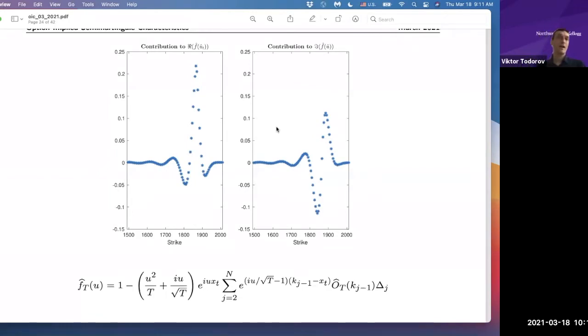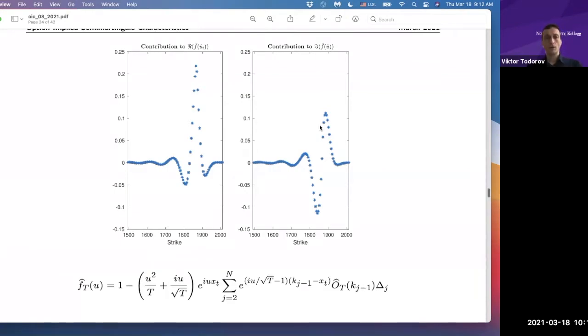Okay. And again, the intuition for that is that you're gathering the information from very close to maturity, close to the money options, which are dominated by the diffusive part, which is symmetric. And so the symmetry of the option prices around the money, or approximate symmetry, ensures that the imaginary part of this characteristic function portfolio is close to zero.